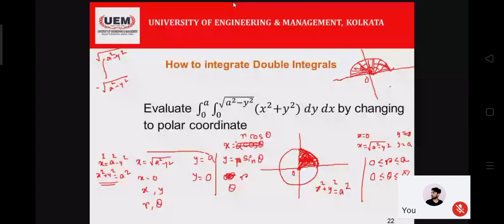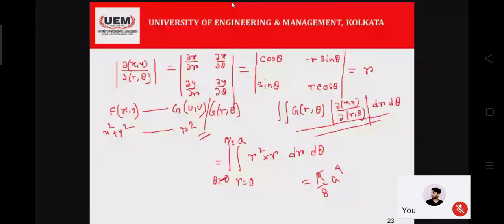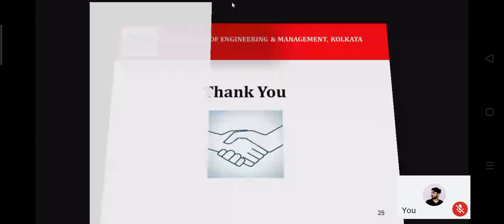So the integrations, at a glance, will seem very difficult, but if you understand the arguments and the logic, and if you can remember them, then it is not that difficult. Okay, so this is all I had for pi by 8 today.